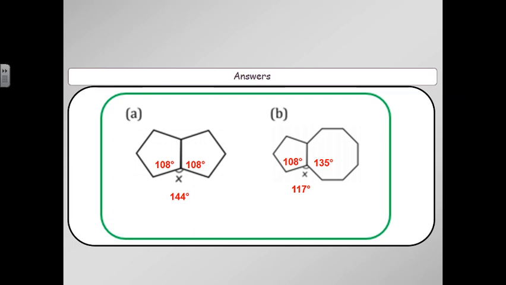Okay, so here are the answers. To work these out, we've got 2 pentagons, so we have to work out the interior angle of a regular pentagon by doing n minus 2 times 180 and then divide by 5, so we get that each interior angle is 108. All of these angles here must add up to 360, it's a full turn, so 360 subtract 108, subtract another 108 will give us 144.